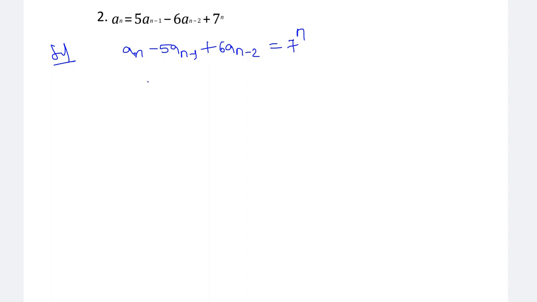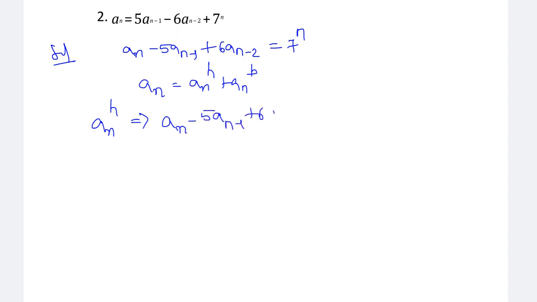Now, what is our required solution? aₙ = aₙ^(h) + aₙ^(p). So, what is aₙ^(h)? What is the homogeneous recurrence relation here? aₙ − 5aₙ₋₁ + 6aₙ₋₂ = 0. Now, what is the particular equation? aₙ^(p) is equal to 7ⁿ.